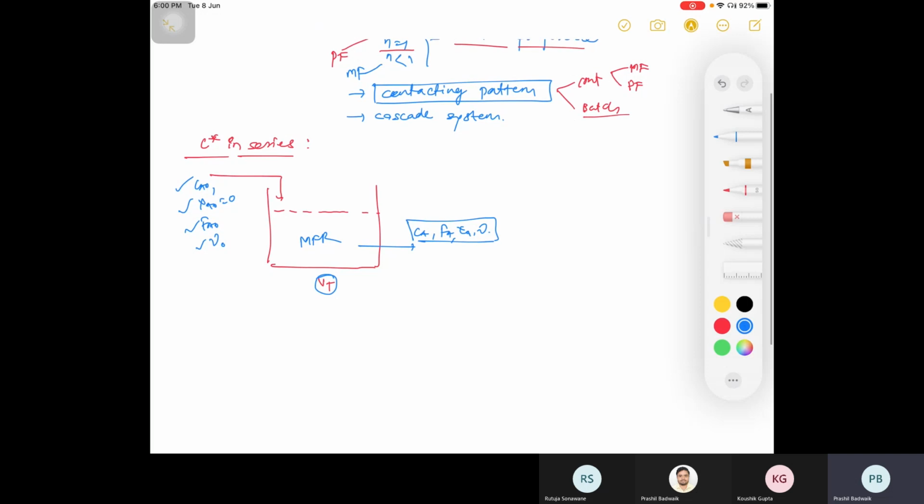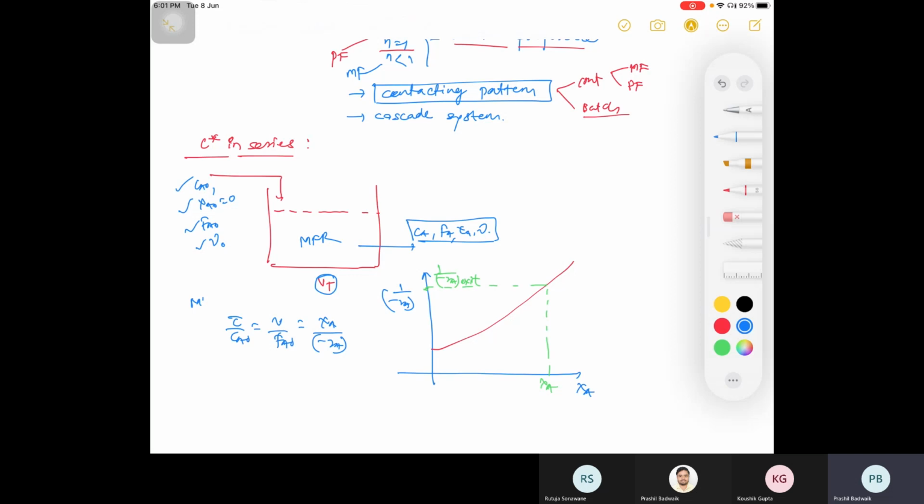So you know what is the Levenspiel plot for this MFR of volume VT. Here it is XA, and you will be having 1 by minus RA, right? So you will be having this kind of curve, and what is volume of reactor there, for conversion equal to XA? This is your 1 by minus RA at exit of reactor 1. So you know the equation, that is tau divided by C naught is equal to V divided by F naught is equal to X divided by minus RA for MFR.